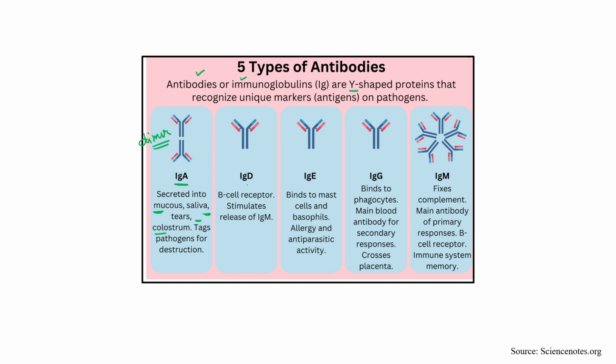The second type of immunoglobulin is IgD. It acts as a B cell receptor. There are two types of lymphocytes; in the last lecture, we discussed T lymphocytes and B lymphocytes. So, IgD acts as a B cell receptor and it stimulates the release of IgM, immunoglobulin M. What kind of structure does it have? It is a monomer form and Y-shaped structure. This is present as a monomer.